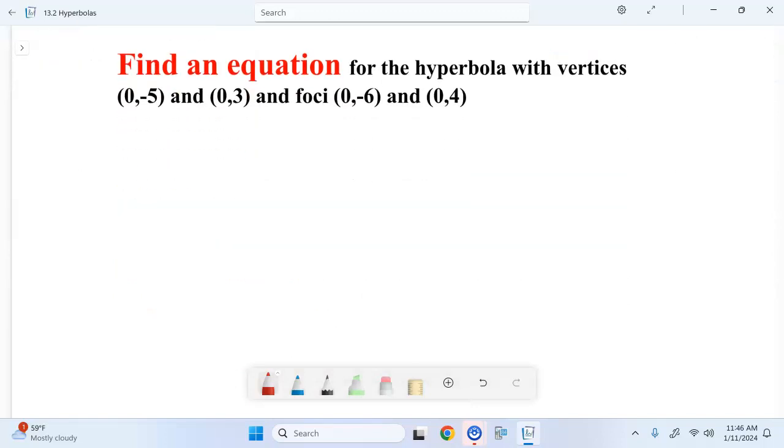All right. Given vertices 0, -5, and 0, 3, which direction is this hyperbola going to go? What values are changing from vertex to vertex? Y. So it goes up and down. Y is changing. So we're going up and down. Here and here. 0, -5, and 0, 3. Where's our center?